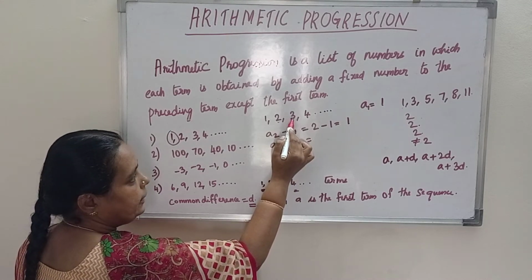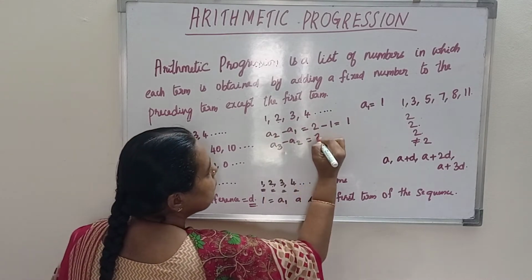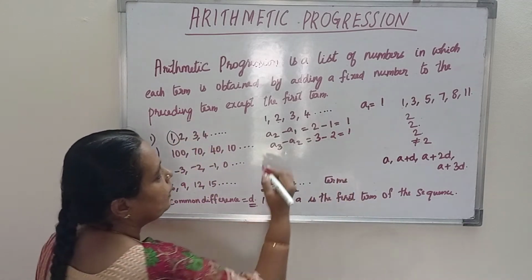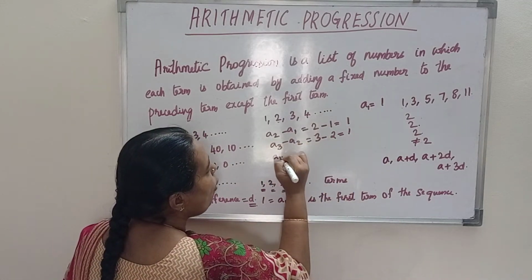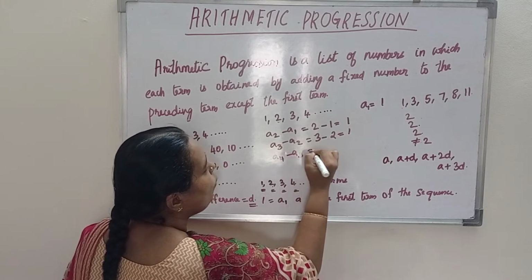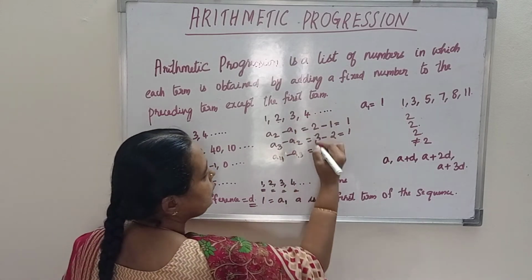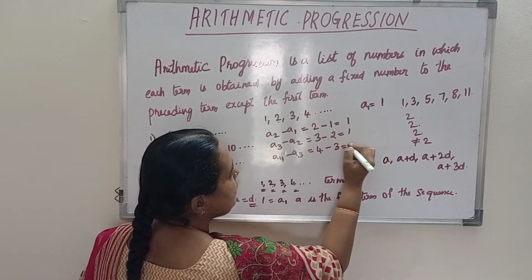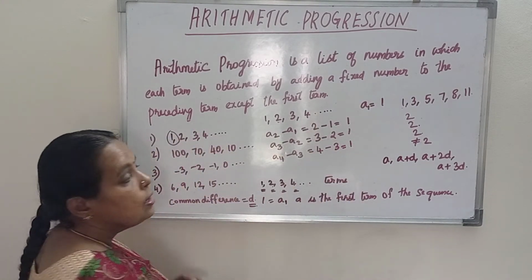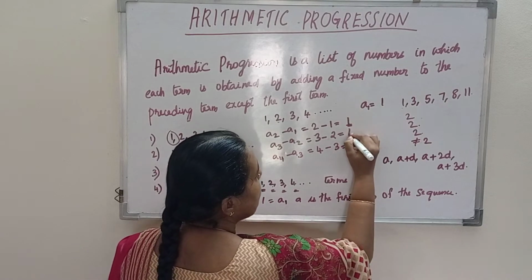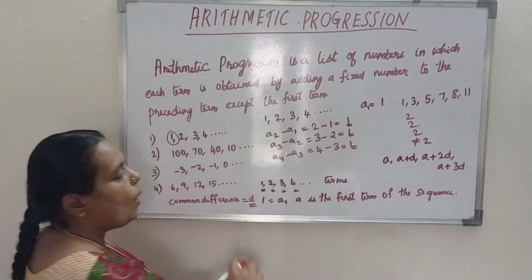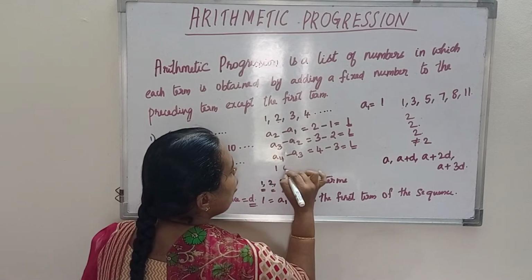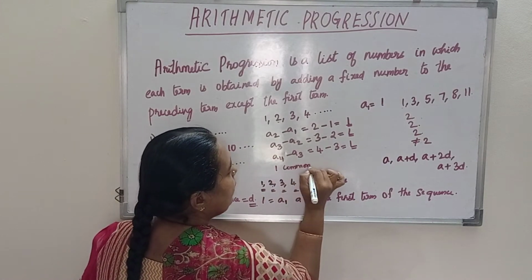The third term A3 is 3. 3 minus 2 is again 1. A4 minus A3. A4, the fourth term, is 4. The third term is 3. 4 minus 3 is equal to 1. So the difference here is common. So this 1 is called the common difference, or D.